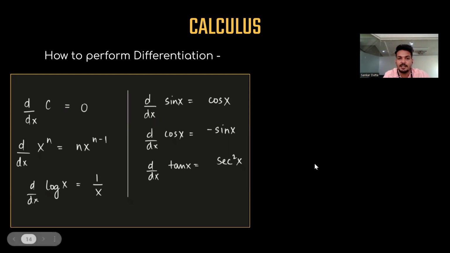Okay, after that, the other ones you can pretty much understand. Differentiation of tan x is sec square x. These already I showed you. Log x, if you don't know what log is, ask one of your teachers when you come for offline classes, right? You can ask what is log. They will pretty much explain to you what is log. And differentiation of log x is 1 by x, right? So this is how you perform differentiation.